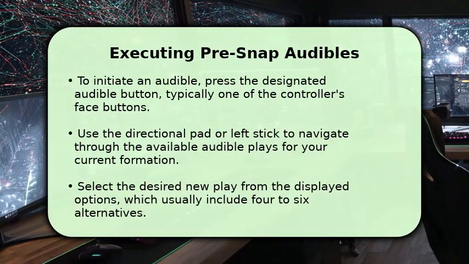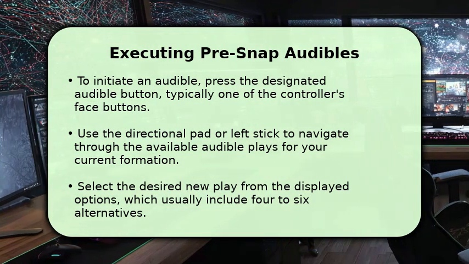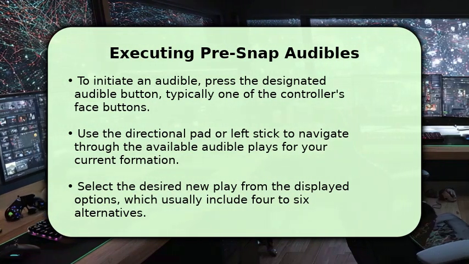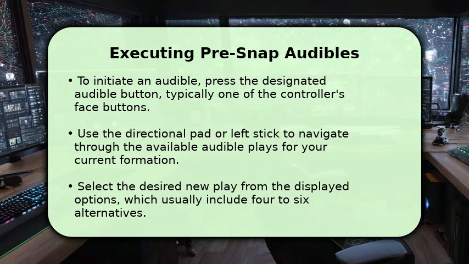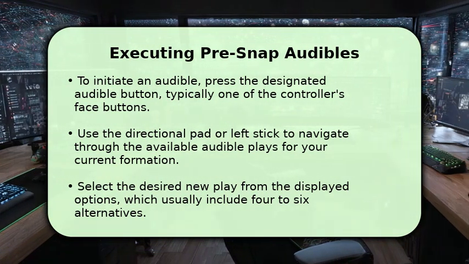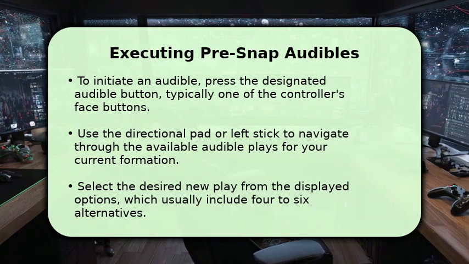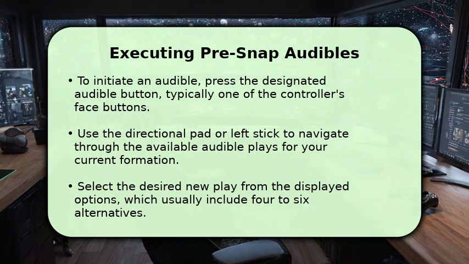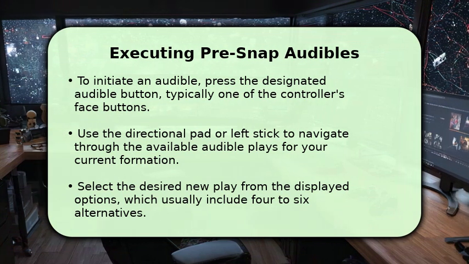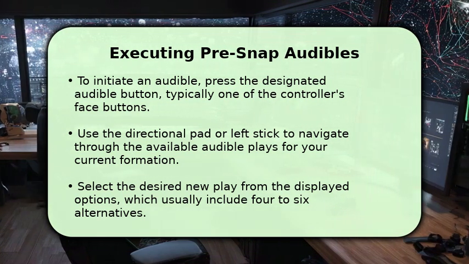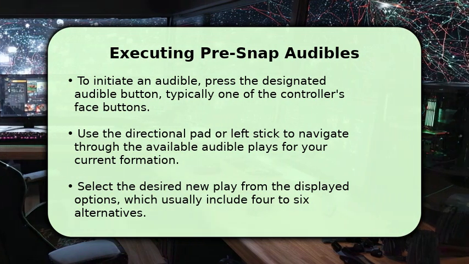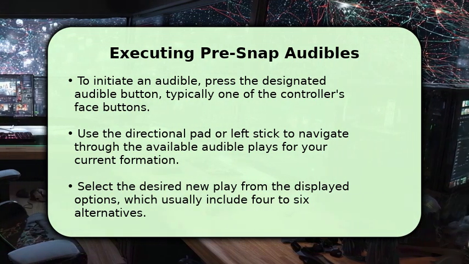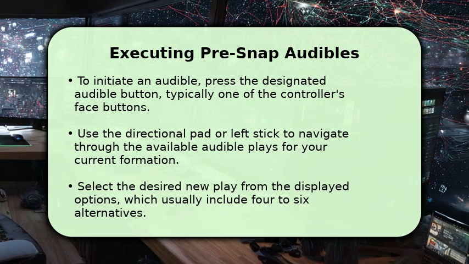Executing a pre-snap audible is straightforward. First, press the audible button, which is usually X on PlayStation or on Xbox. This will bring up a menu of alternative plays. Use your directional pad or left stick to cycle through these options, which typically include 4 to 6 different plays tailored to your current formation. Once you've found the perfect counter, simply select it. The play will then change, and you can proceed with the snap, confident in your adjustment.